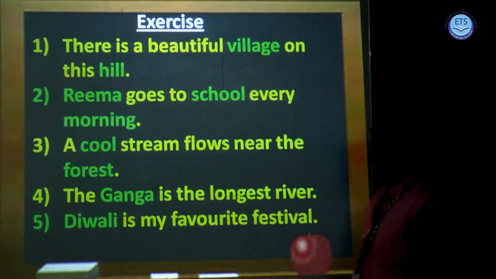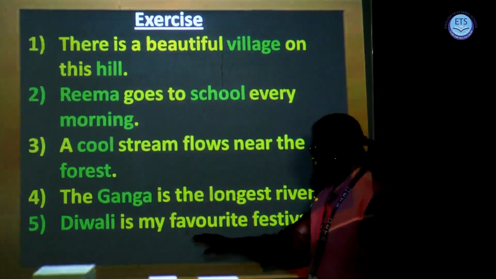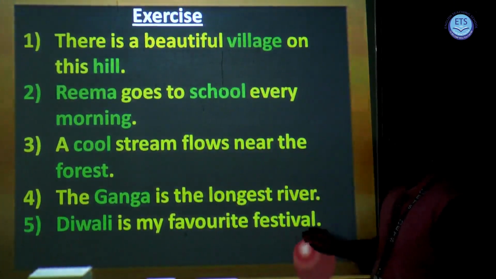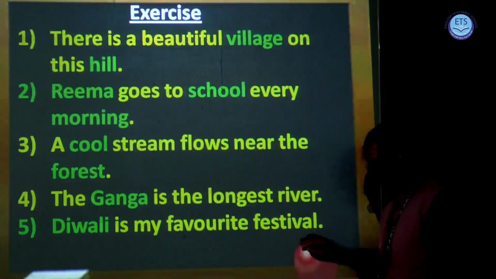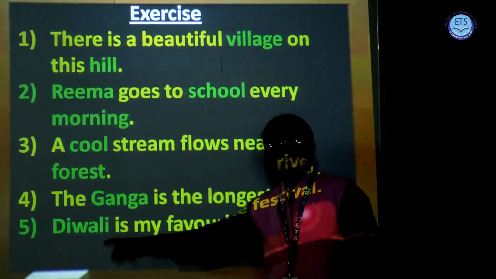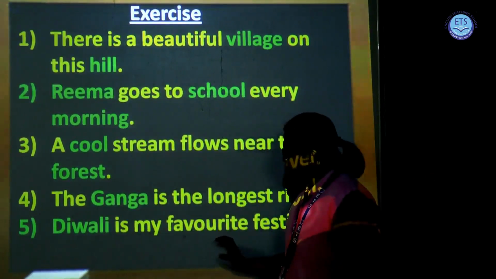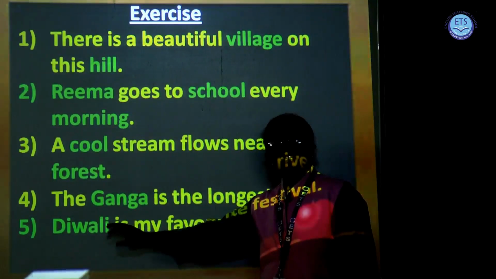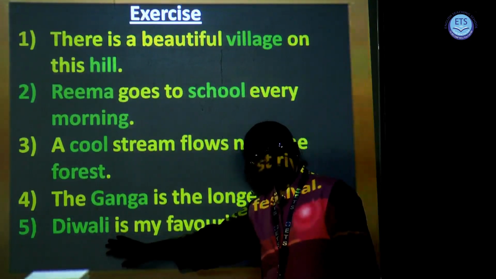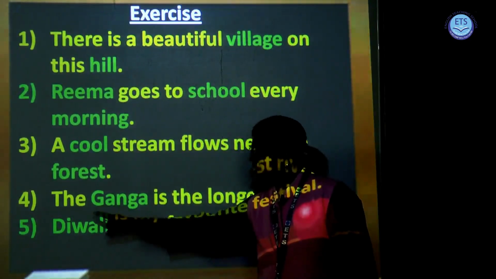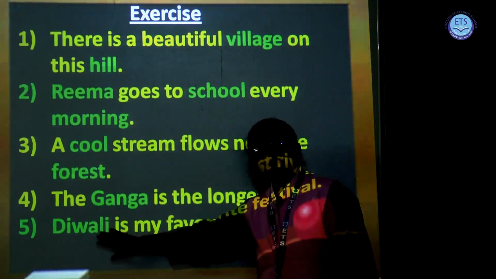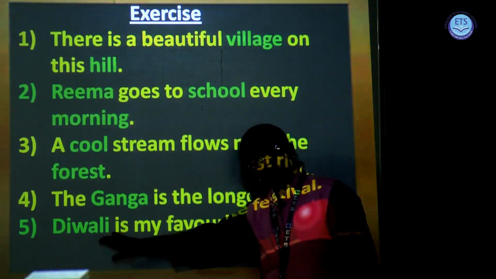And the last sentence, Diwali is my favorite festival. Again, the sentence is about my favorite festival. Which is the festival? That is Diwali. Again, the festival is given a special name. So, Diwali becomes a proper noun. Again, D is in capital letter. So, Diwali is a proper noun.